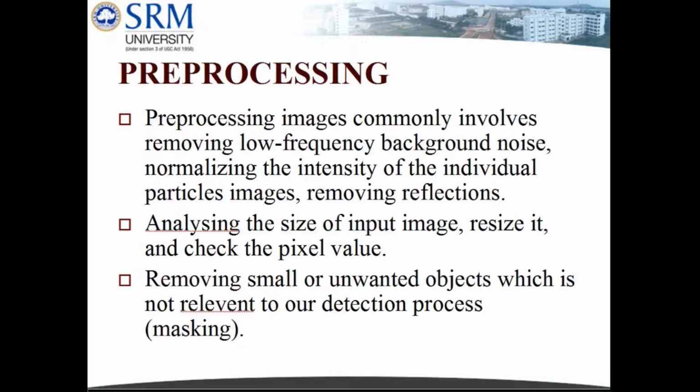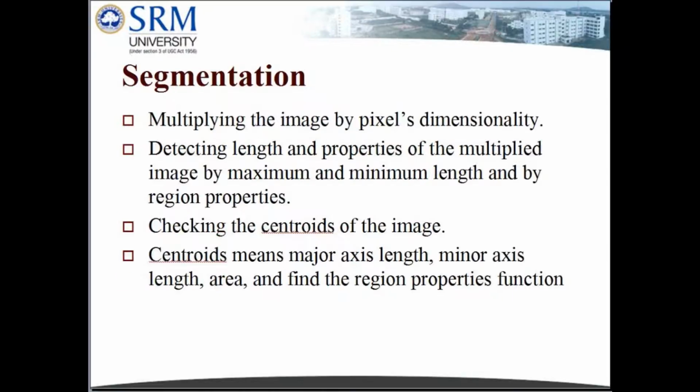In pre-processing, I'm removing low frequency background noise, normalizing the intensity of the individual particles, removing reflections, analyzing the size of the input image, and checking the pixel values. And then at last I'm doing masking, where I'm removing the unwanted portions of the object which are not relevant to my work, which is called masking. There are two types of masking: one is pixel dependent and the other is pixel independent.